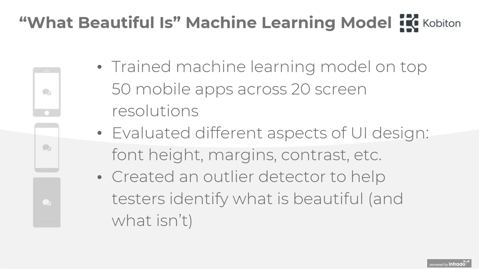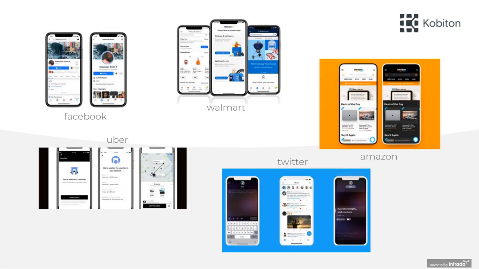So I'm happy to announce that we are launching a What Beautiful Is machine learning model. We have trained a machine learning model on the top 50 apps across 20 different screen resolutions to start. We've evaluated them on different aspects of UI design, including font height, margins, and color contrast between the font and the background. And we've bundled all that together into an outlier detector, the ability to identify when something is out of the normal for a given screen resolution, compared to what the mobile elite has designed.